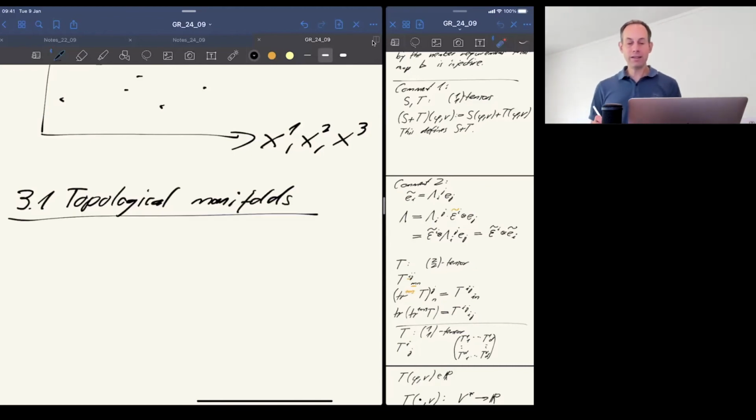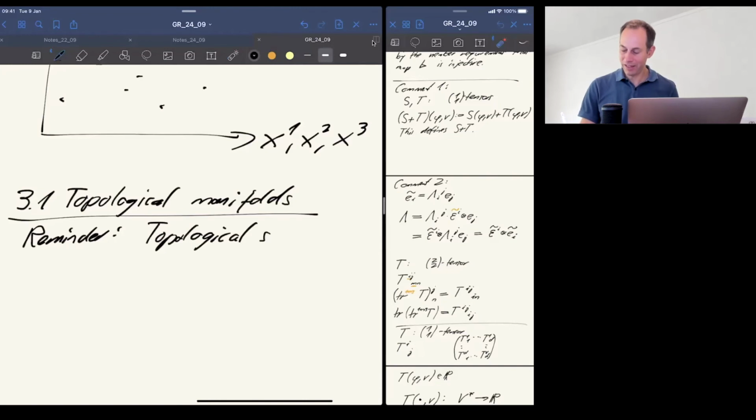So that's essentially the first structure we introduced. And now I need to remind you of something, namely of something you should have learned in analysis. What is a topological space? It's actually a very simple thing. That's why I can remind you in 1 minute of that.